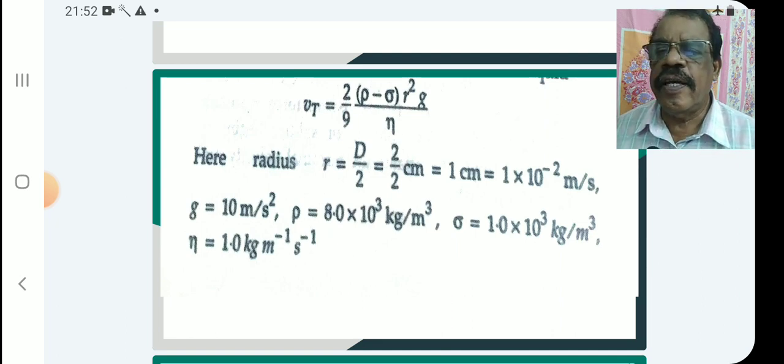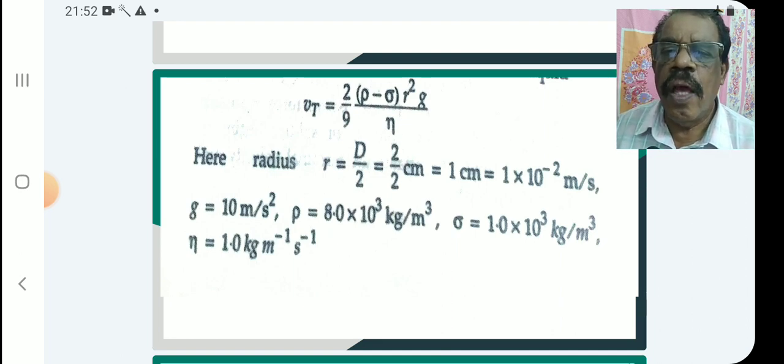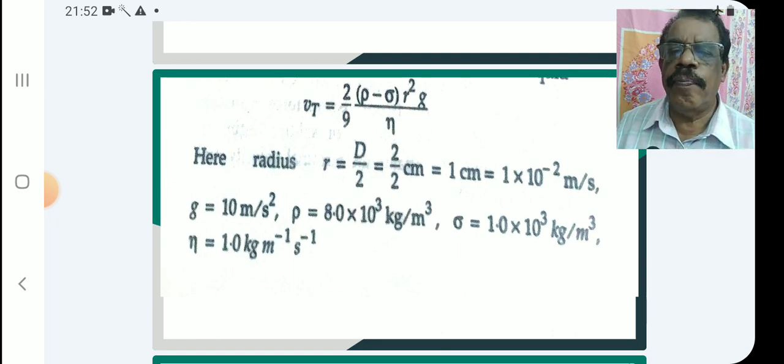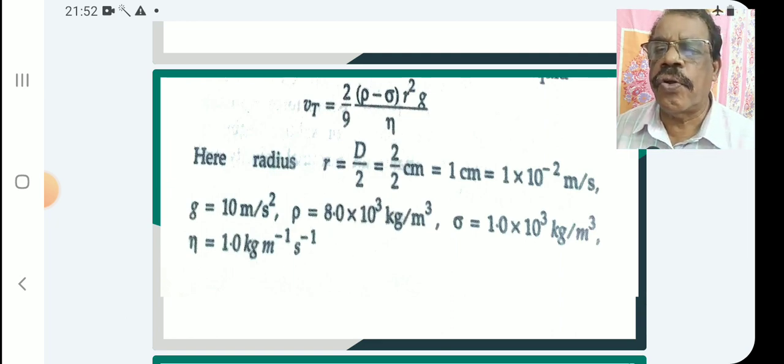g we take as 10, it is given. Rho is 8 into 10 raised to 3, and sigma, the density of liquid or oil, is 1 into 10 raised to 3.